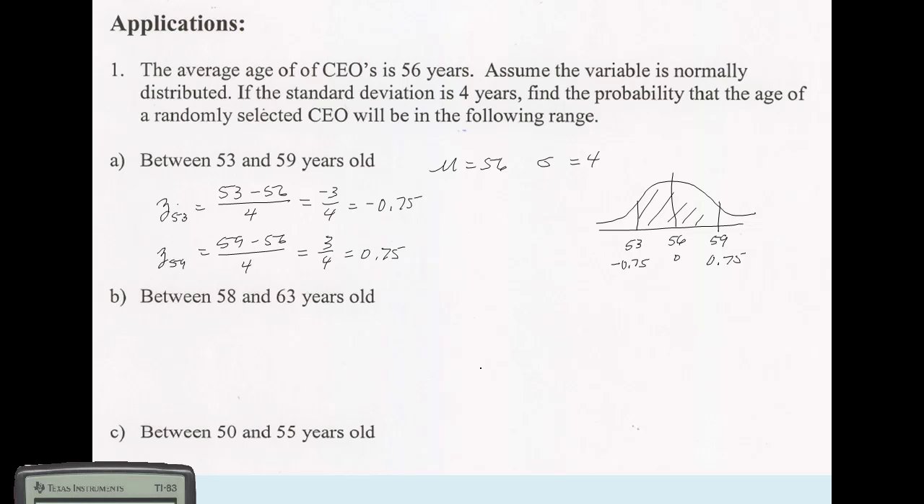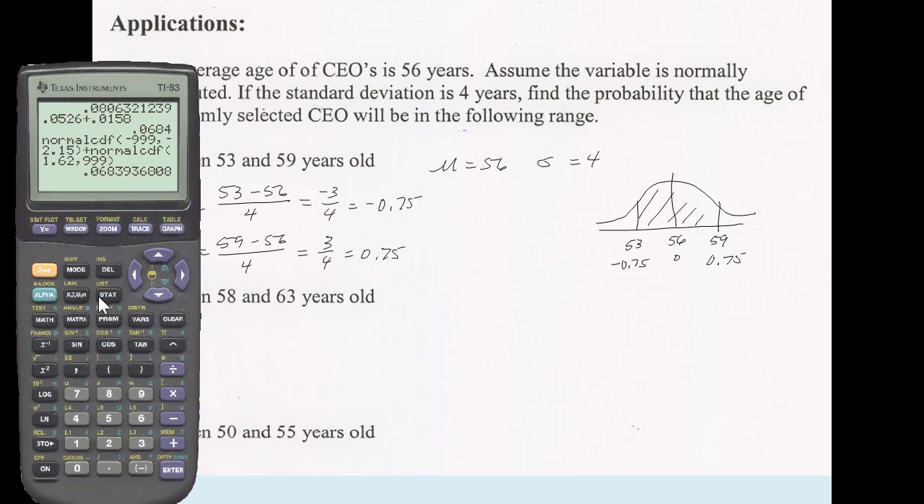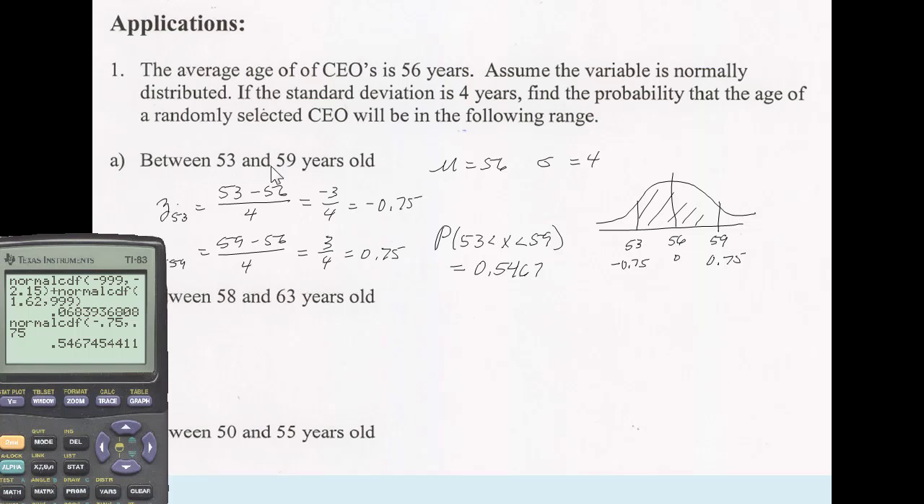So I go over here to my calculator. I'm just going to use the calculator. I'm not going to mess with the table. So second distribution, number 2. I put in negative 0.75, comma 0.75. Hit the go button, and that tells me that the probability that 53 is less than x is less than 59 is equal to 0.5467. No rounding up on that. So there's a 54% chance that your CEOs are going to be between 53 and 59.